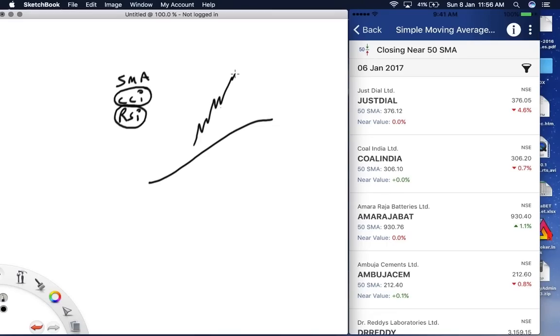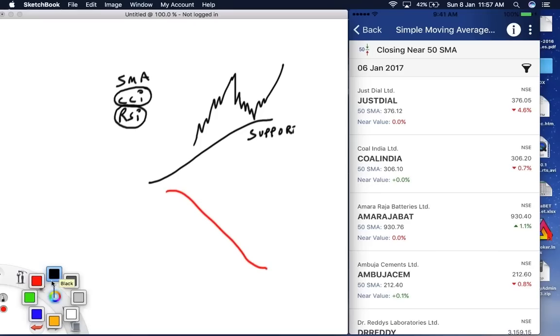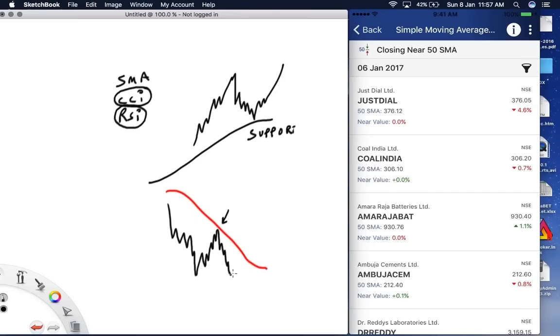The same thing can happen for a falling stock also. If the moving average is on the downside and the stock has been in a downtrend, then there is a tendency of prices to go back to the moving average, and more often than not it reacts. In this case, it gives resistance. Again, few basic concepts of technical analysis that you should be aware of. Those who are not, don't lose heart. The learn section comes at the end of the section. So these are the stocks which are closing close to my 50 simple moving average.